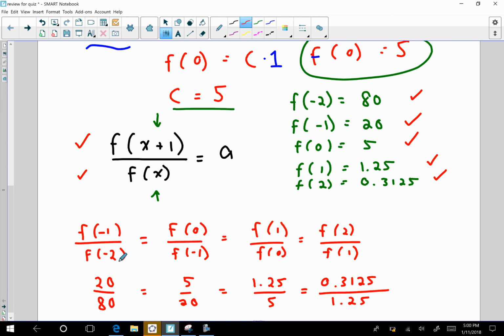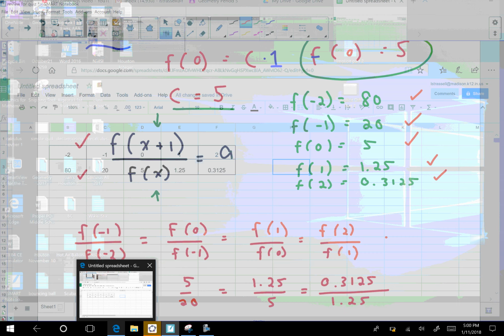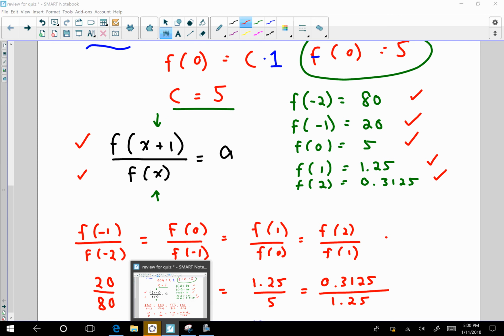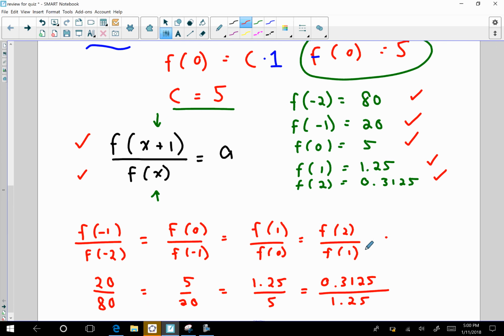f of negative 1 divided by f of negative 2, f of 0 divided by f of negative 1, f of 1 divided by f of 0, and f of 2 divided by f of 1. All of those quotients will equal a.